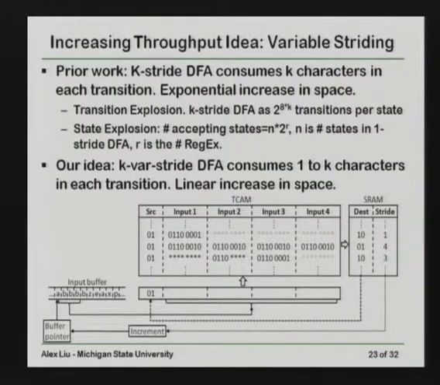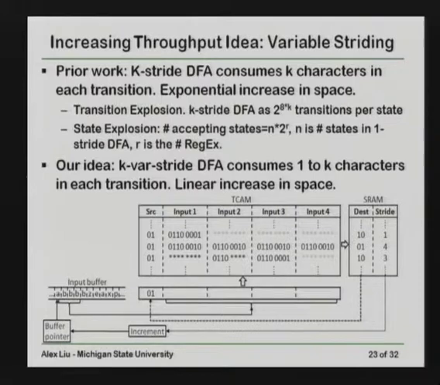Okay, so the idea of the k variable stride DFA, basically every time we consume a variable number of characters, from 1 to k characters in each transition. The goal is to have a linear increase in space to avoid these explosions. So this TCAM layout will be a 4 variable stride DFA.